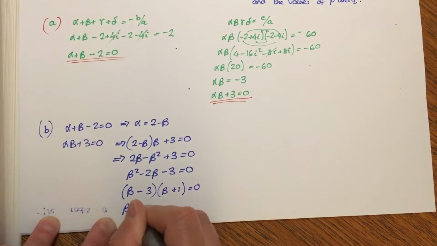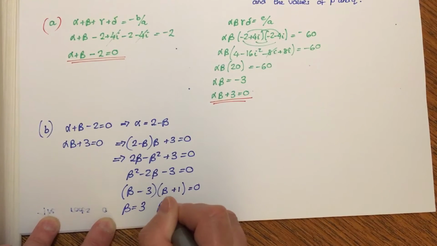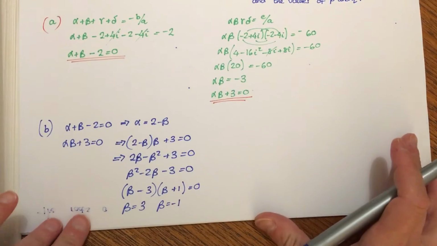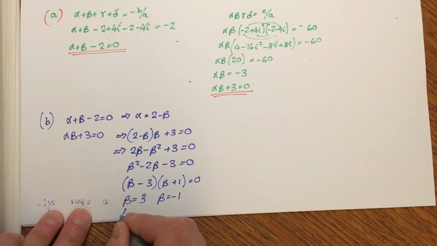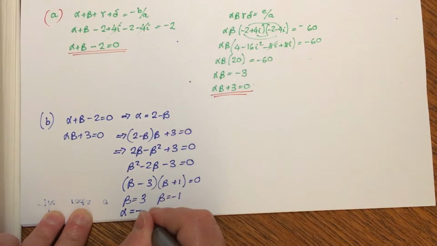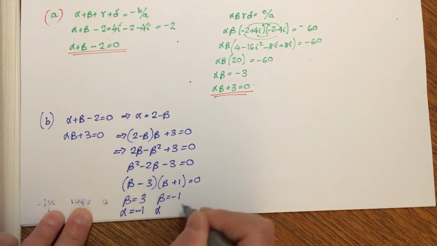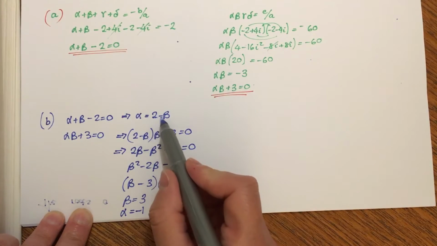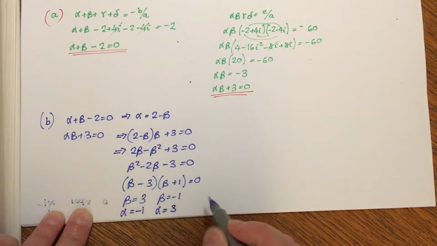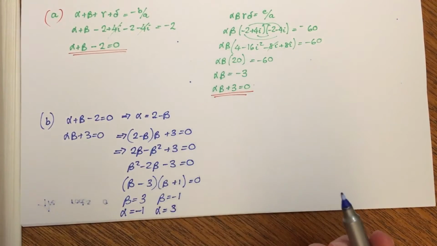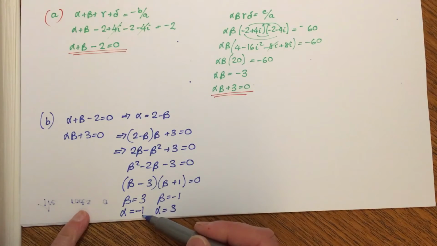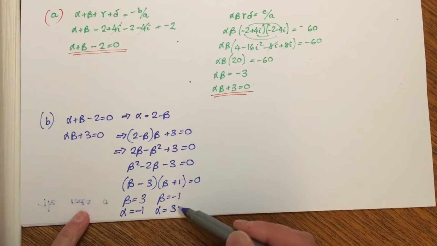So beta is 3, or beta is negative 1. And if I substitute those back in, if beta is 3, alpha is 2 minus beta, which is negative 1. If beta is negative 1, alpha is 2 minus negative 1, which is 3, which is what we would expect because they're the same roots. So that gives us all 4 roots. One of them is 3, one of them is negative 1. It doesn't matter which way around they are.